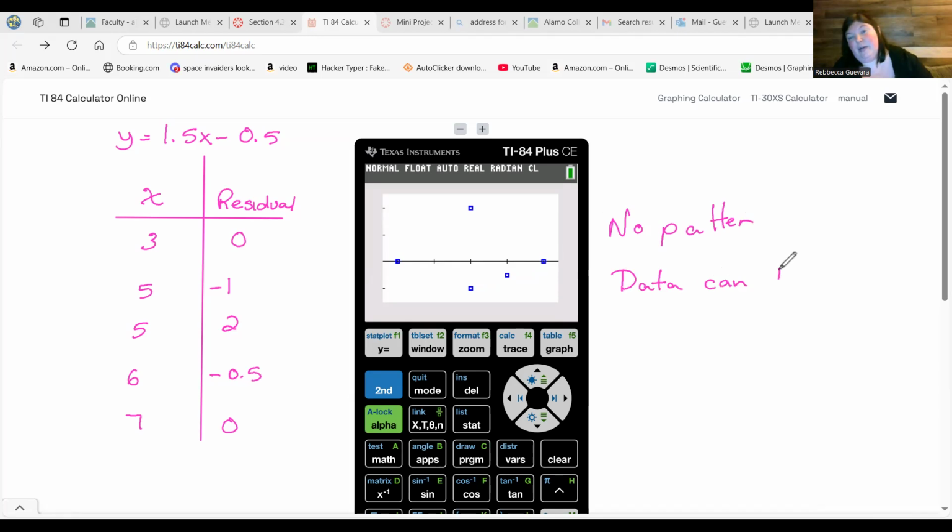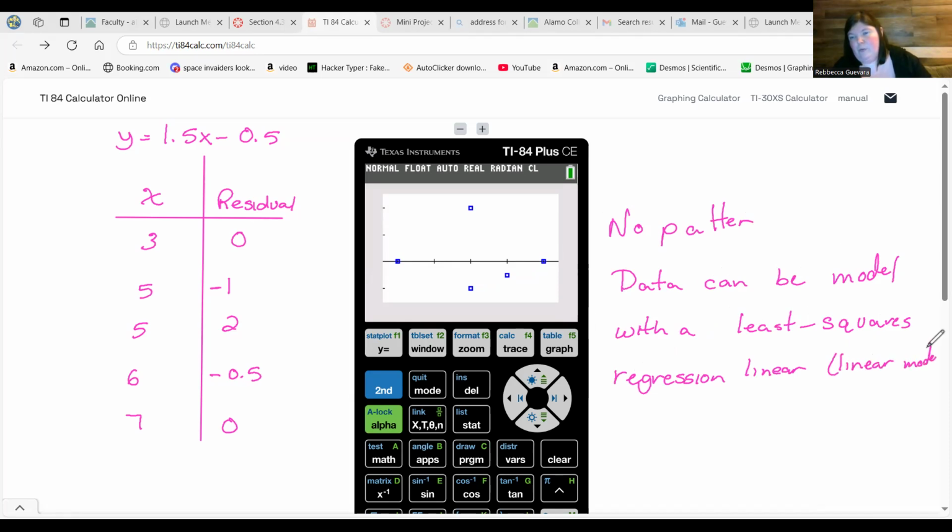Data can be modeled with a linear equation, or least squares regression line. Or in other words, I can use the linear model for it.